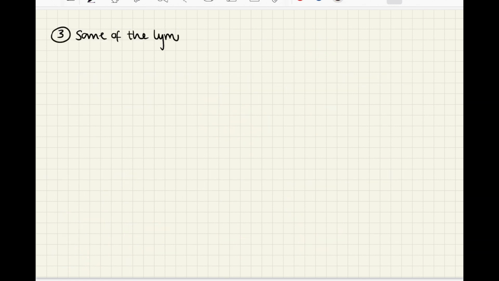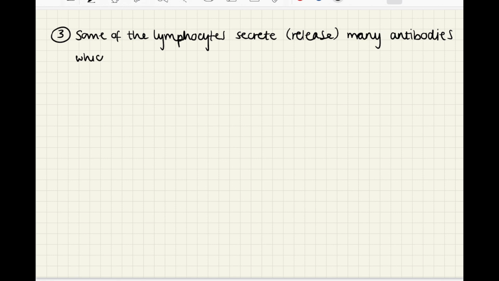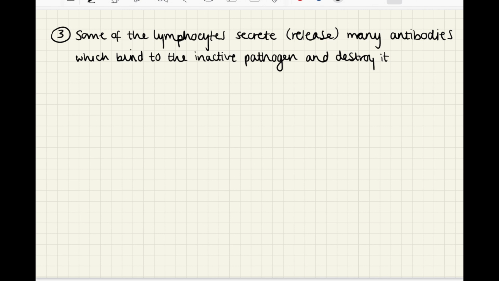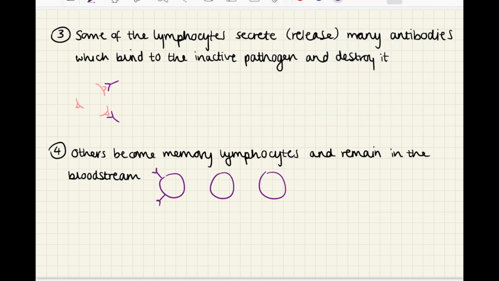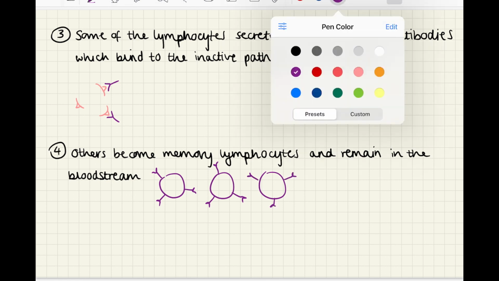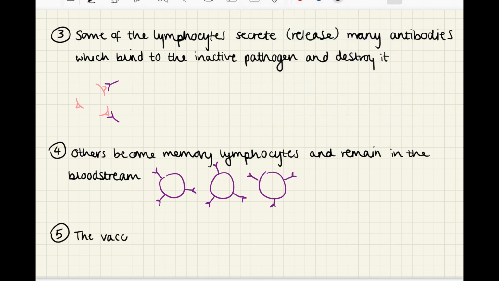And then step 3, some of these activated lymphocytes, remember they grow and divide and make lots of identical copies of themselves. Some of them will secrete or release many antibodies which will bind to the inactive pathogen and destroy it. And then others become memory lymphocytes and remain in the bloodstream. And thanks to those memory lymphocytes, if the person was infected with the same pathogen again, they would be immune to that pathogen because the memory lymphocytes would allow them to respond so quickly that they wouldn't feel ill. So if you were spotting the difference between how the specific immune system works and this, it's only step 1 that's changed.